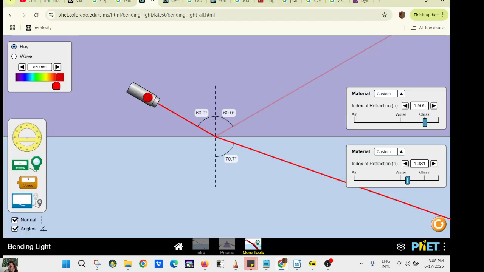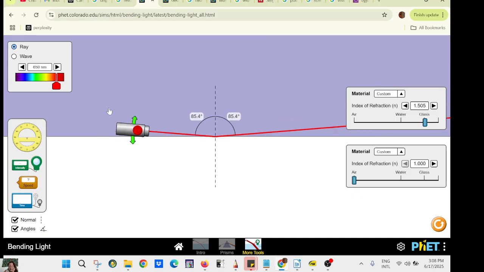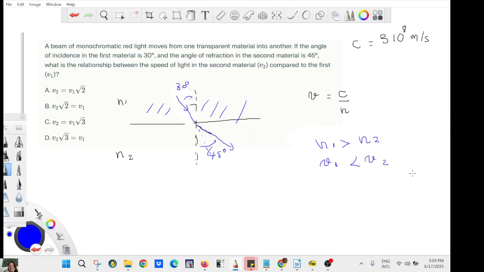Now let's go back to here. You go from thick to not thick, and you see that that angle here is smaller than this angle there. Here it's about 45 degrees, this is about 30 degrees. So this is more dense, this is less dense. Smaller speed, larger speed.